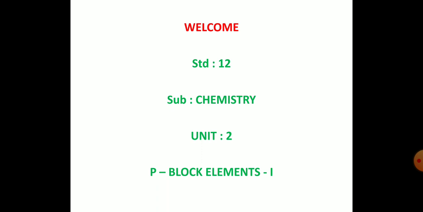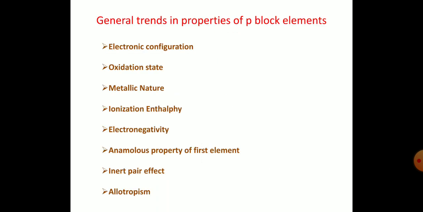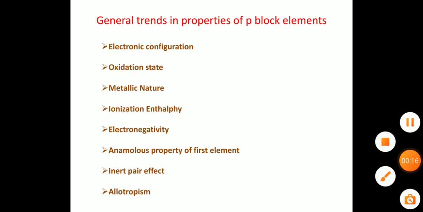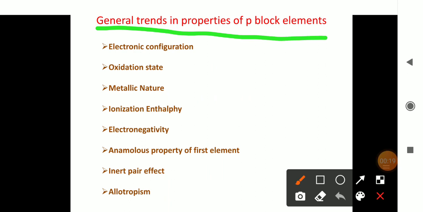Dear students, in this lesson we have been discussing the topic general trends in the properties of p block elements. This is what we have been discussing from the previous videos. Under this heading, we have completed electronic configuration, oxidation state, metallic nature, and ionization energy. These are the four properties we have completed under this heading. Still, we have electronegativity, anomalous property, and inert pair effect. Also, we have allotropism. If we complete all these headings, then this concept is over.